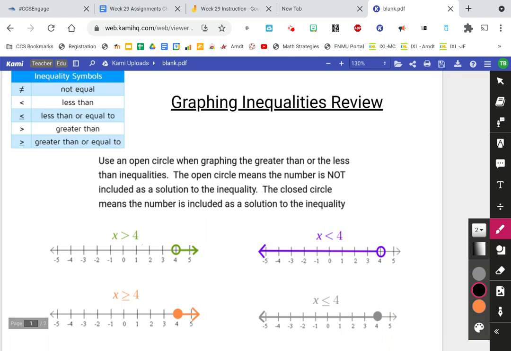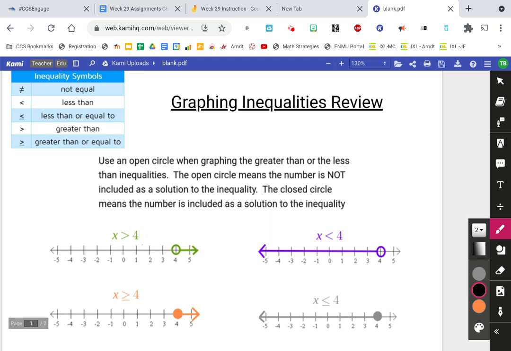So this week we are going to continue working with inequalities, and I would like to take a few minutes to review what we learned last week about graphing inequalities. If you have not completed the Desmos inequalities that was assigned for Thursday of last week, that really needs to be completed before you do this activity, or else this activity may not make any sense.